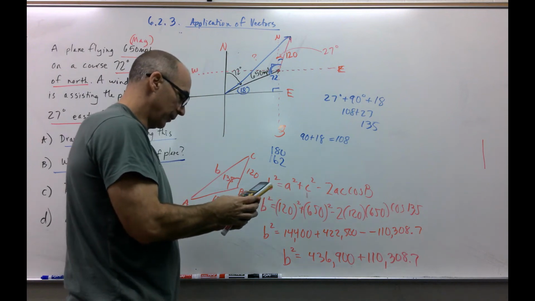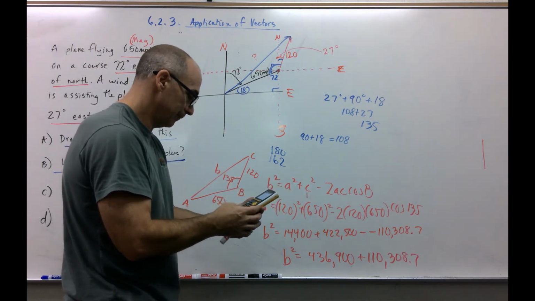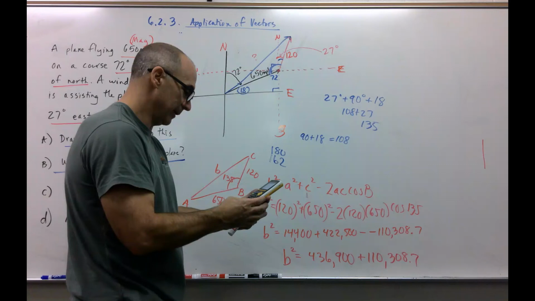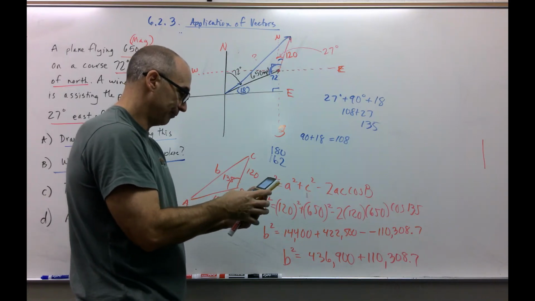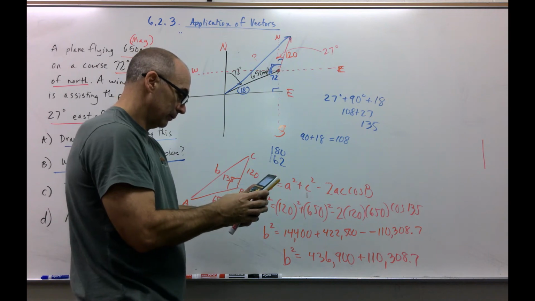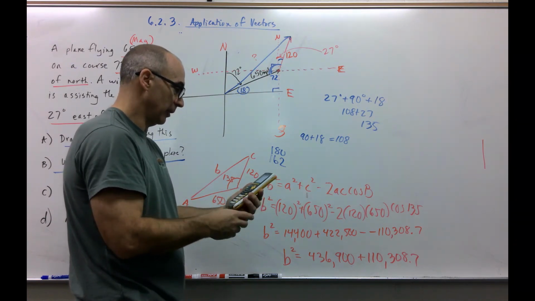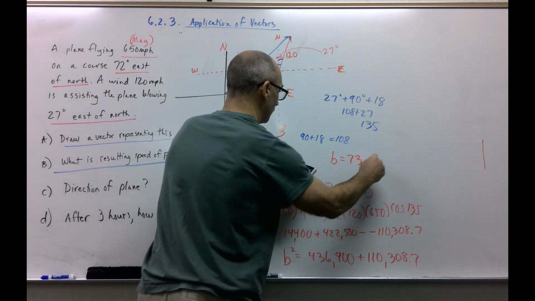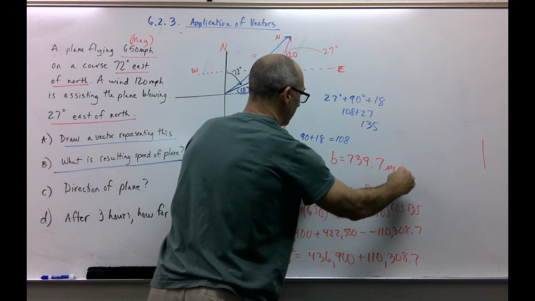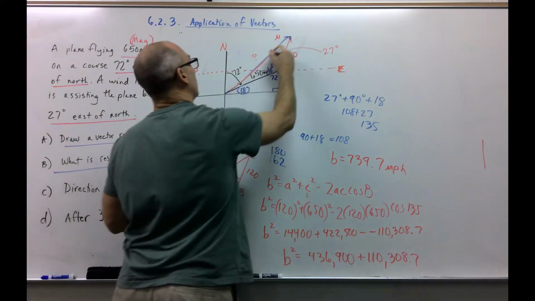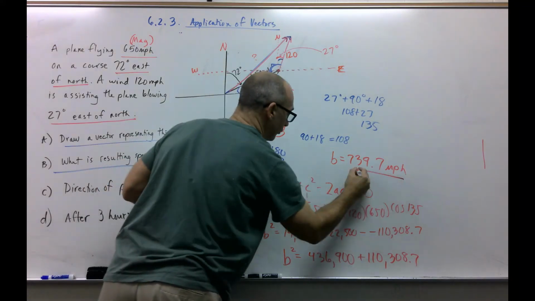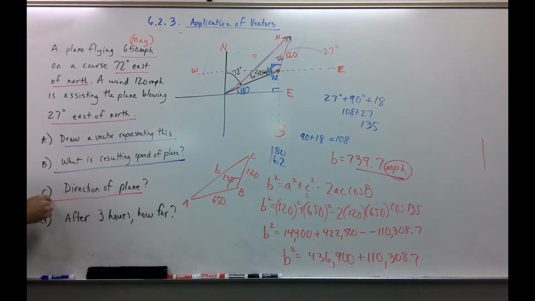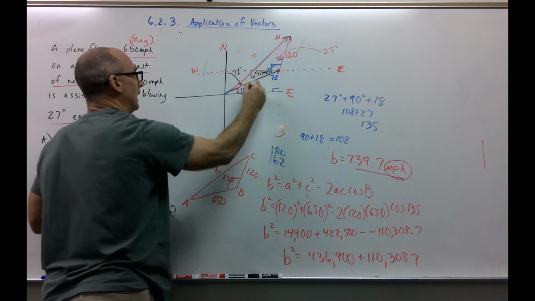So 436,900 plus 110,308.7, and now I'm going to take the square root of that. 2087, enter. So I end up getting B is 739.7 miles per hour. That is the resulting length right there, which represents the magnitude, which represents the speed. So that's my answer to letter B. Now what's the direction of the plane? Well, that's the directional angle, which is 18 degrees.